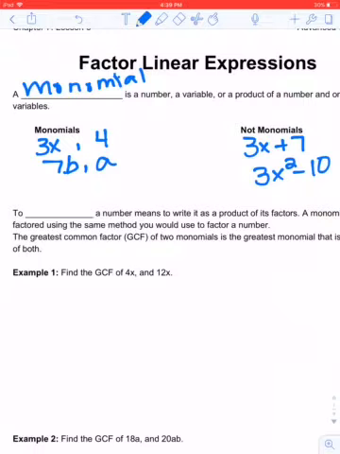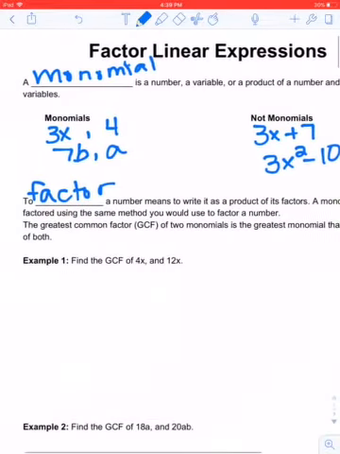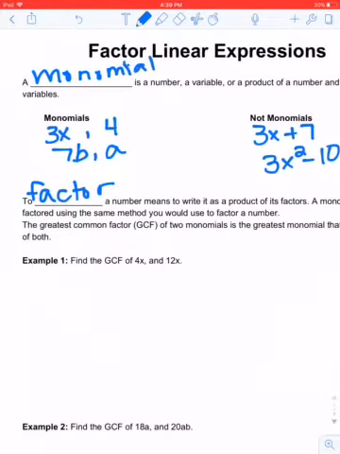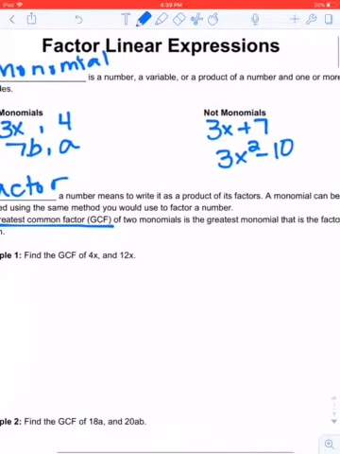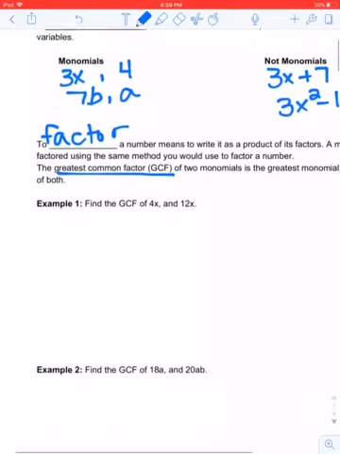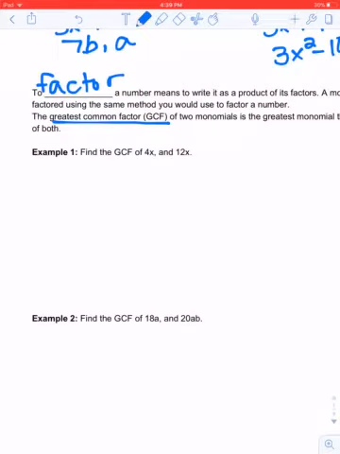Okay, to factor a number means to write it as a product of its factors. A monomial can be factored using the same method you'd use to factor a number. The greatest common factor, GCF, of two monomials is the greatest monomial that's a factor of both. So we're going to start out by finding GCF, which should be a review from 6th grade.